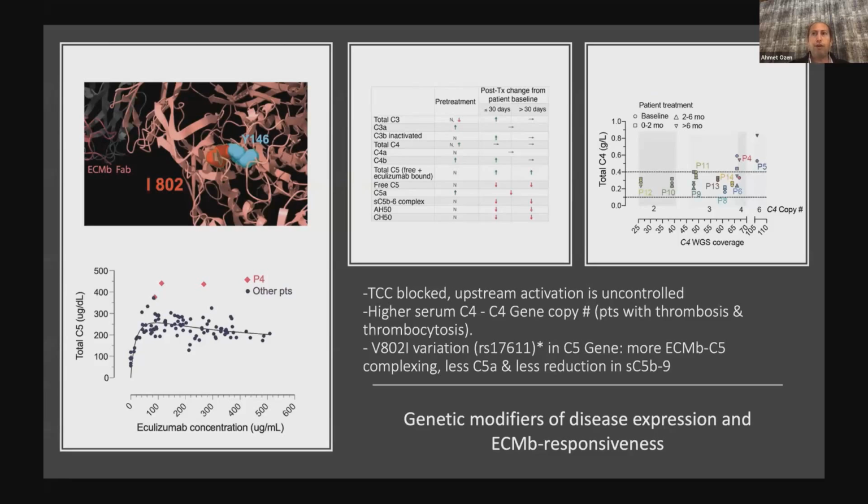One patient required more frequent eculizumab dosing to control disease activity. We found that he carried a homozygous single nucleotide polymorphism in the C5 gene, which is common in the population at a rate of 20%. The isoleucine substitution at position 802 is predicted to cause new clashes upon eculizumab binding. Further investigation revealed that the patient had higher eculizumab-C5 complexing and less effective elimination of the circulating form of the membrane attack complex. And we've identified 3 additional patients with the same SNP, which all showed the same response.